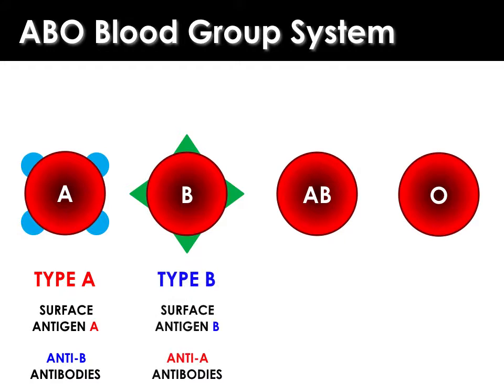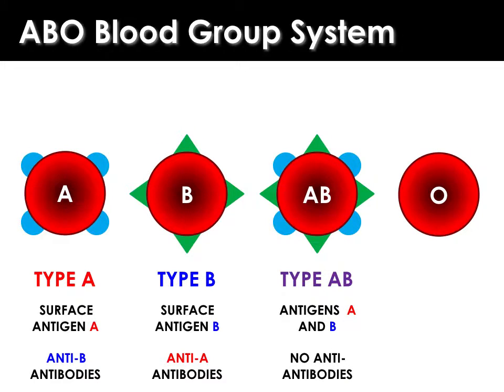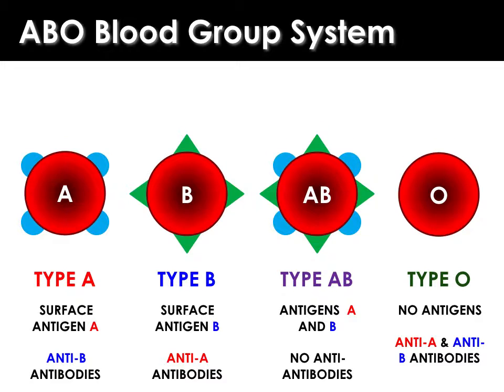Type B blood has surface antigen B and will also have anti-A antibodies. If you have type AB blood, you have both antigens A and B and no antibodies present. And the last one is type O, where they have no antigens, but they do have both anti-A and anti-B antibodies. So just to summarize, there are 2 antigens and 2 antibodies that are mostly responsible for the ABO types. The specific combination of these 4 components will determine an individual's type in most cases.